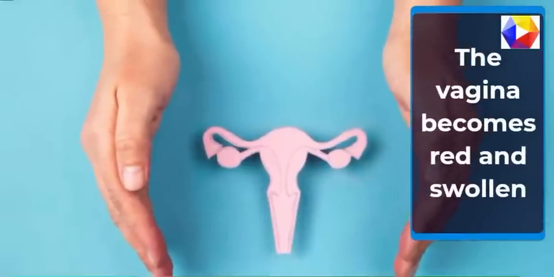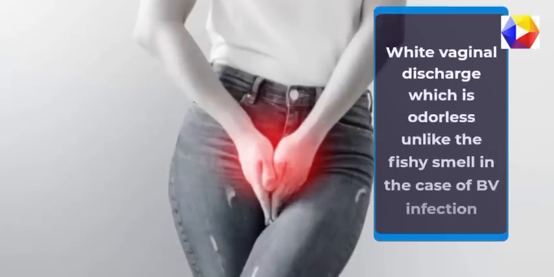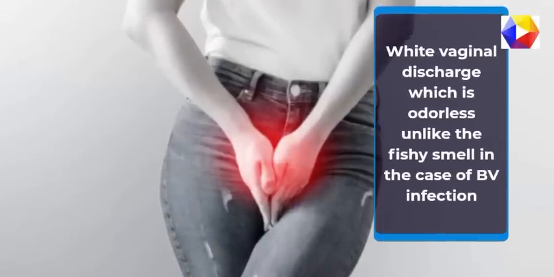Symptoms of yeast infection. The vagina becomes red and swollen. White vaginal discharge which is odorless, unlike the fishy smell in the case of BV infection.